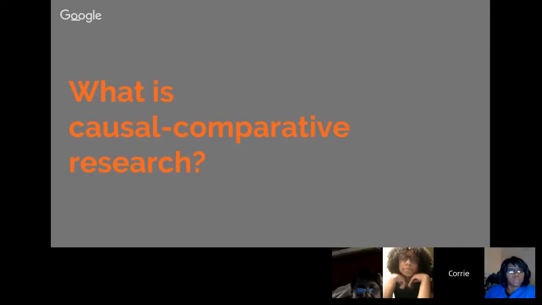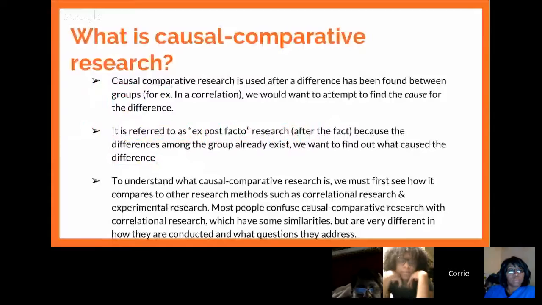First, I'm going to talk about what causal comparative research is. I explain it as research used after a difference has been found between groups. For example, in a correlation, we would want to attempt to find the cause for the difference. It is referred to as ex post facto research, which means after the fact, because the differences among the group already exist, but we want to find out what caused the difference.